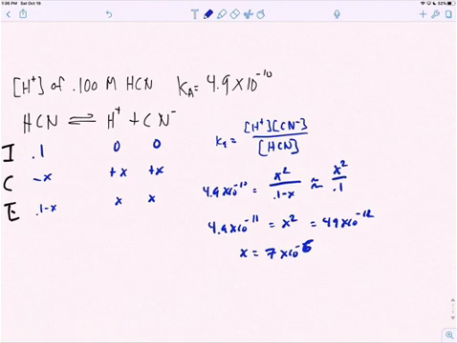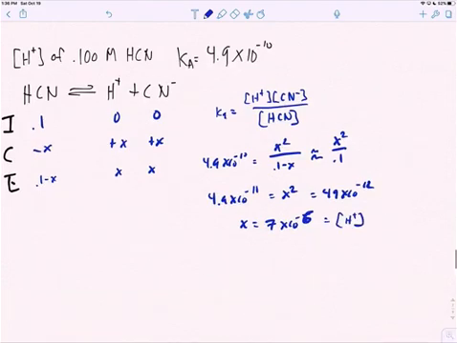This one you don't really need a calculator, but you can use your calculator if you want. And it just wants a hydrogen ion. X is equal to hydrogen ion, so you can just set that to the hydrogen ion and you're done.